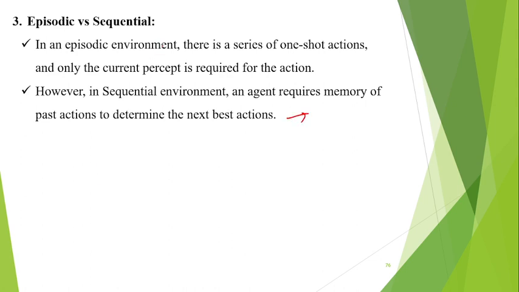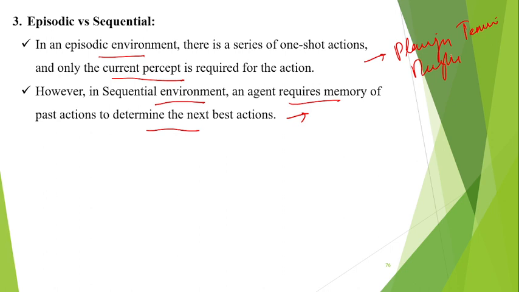In a sequential environment, an agent requires memory of past actions to determine the next one, whereas in an episodic environment there is a series of one-shot actions and only the current percept is required. Like when we are playing tennis or rugby, where only one action is required and based on that we perform the action. Whereas in a sequential environment, the agent requires memory of past actions, like chess.